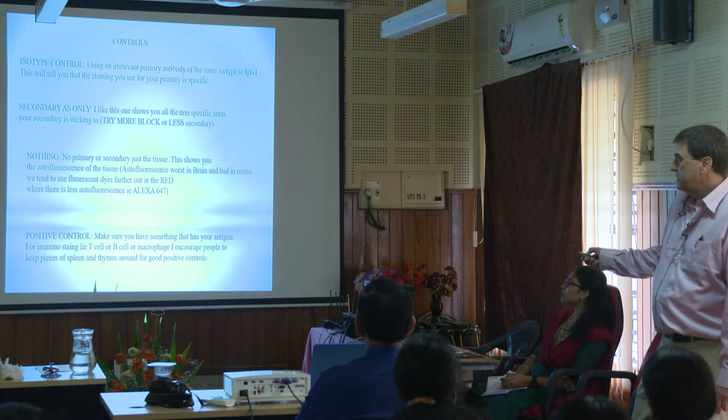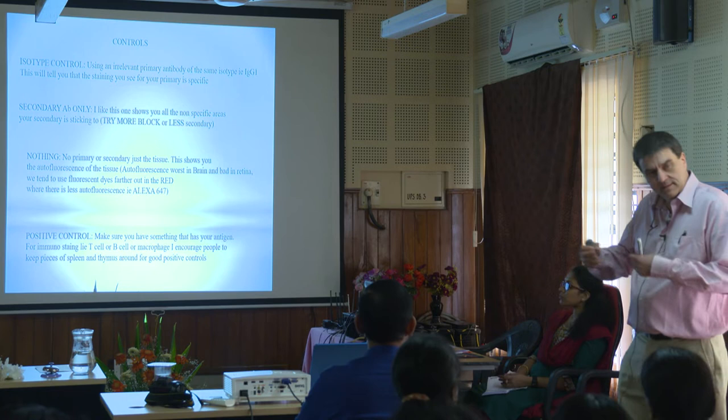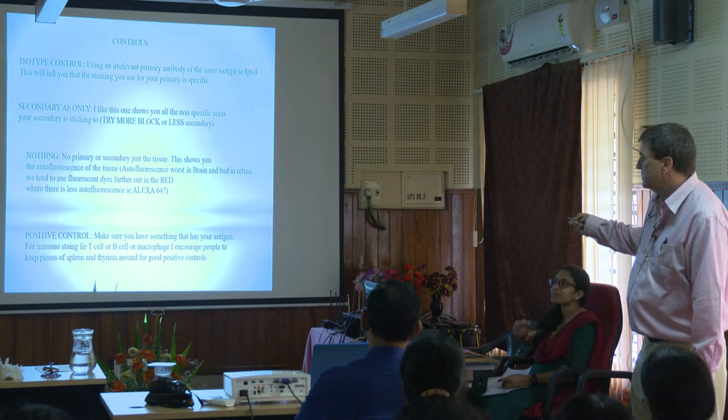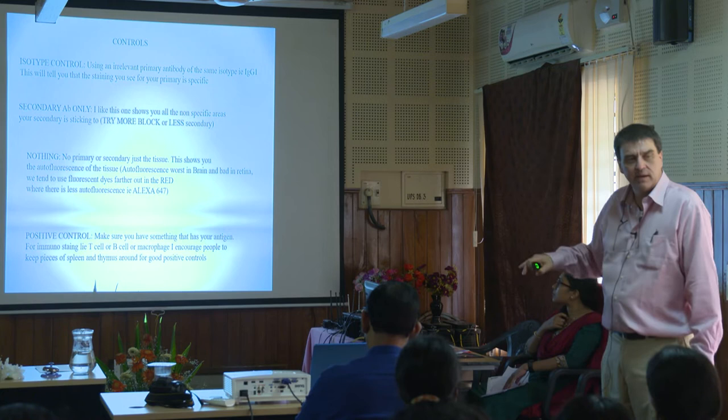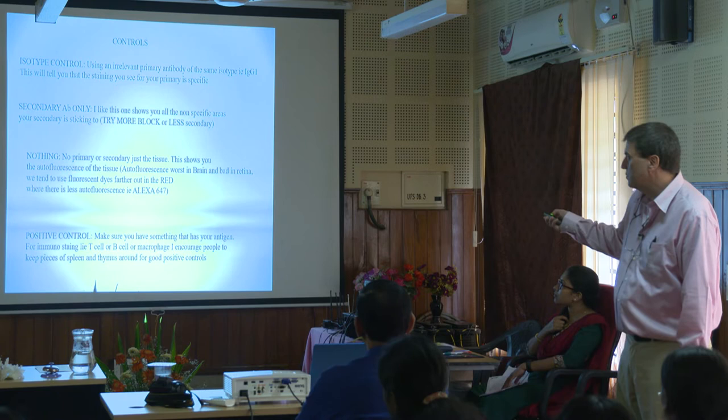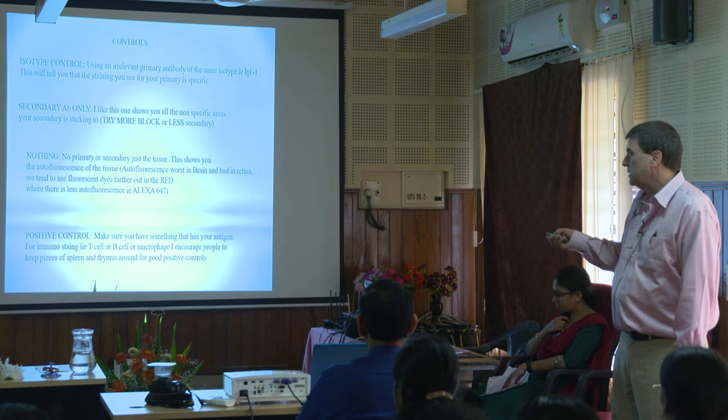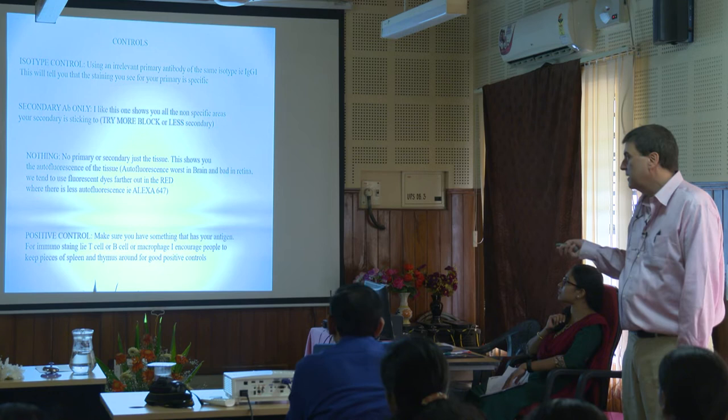An isotype control. So this one is basically you do everything the same, side by side, with your antibody of interest. And then you pick an isotype. And what I mean by isotype is the same kind of IgG subclass, but a totally irrelevant antibody. It has nothing to do with what you're working on. It just serves as a control to see if something weird's going on and it's sticking somewhere. And the other control I like is nothing. What I mean by nothing is no primary or secondary. This just shows the autofluorescence.